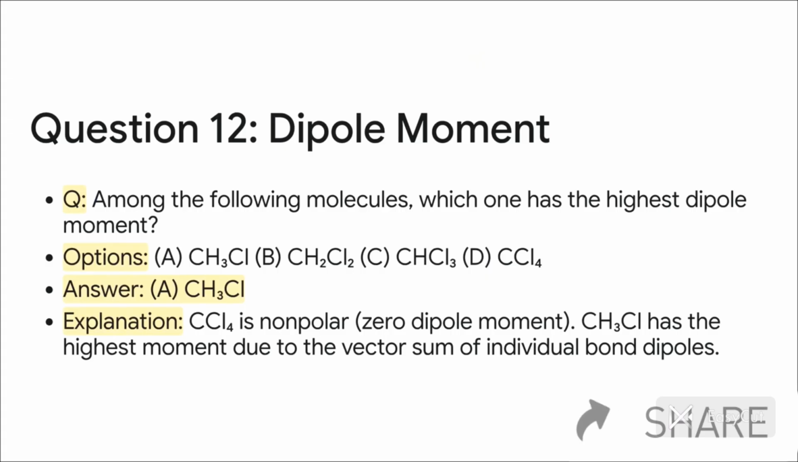Question 12 wants to know which of these molecules has the highest dipole moment. The correct answer is A, CH3Cl. Okay, first thing, let's just eliminate CCl4. It's perfectly symmetrical, so all the little poles from the chlorine atoms cancel out, giving it 0 dipole moment. Among the others, CH3Cl packs the biggest punch, because that one powerful chlorine atom isn't having its pole weakened by other chlorines pulling in different directions.